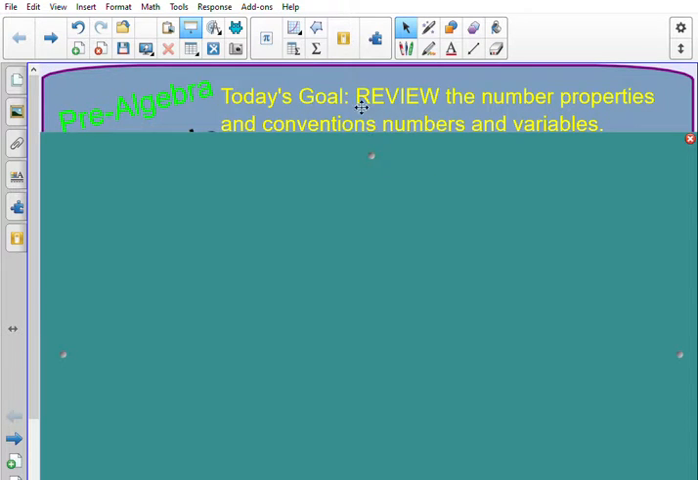Today's goal is going to be to review the number properties that we've gone over yesterday, and then also looking back at the conventions and numbers and variables that we've discussed in the past. So remember that our conventions, that's just how to properly write multiplying and dividing with the fraction line and multiplying with the dot or the parentheses, but we'll touch on that.